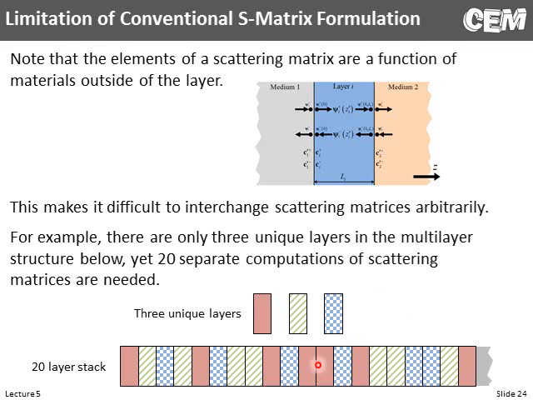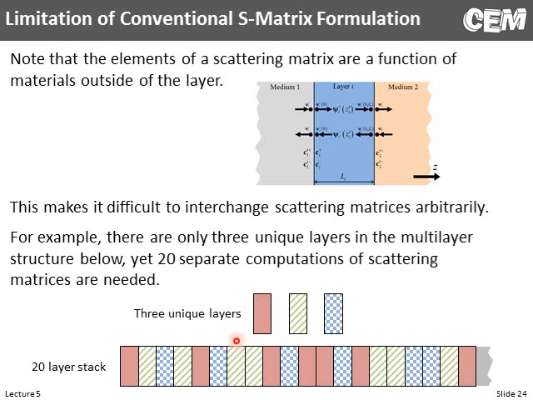Let's say we have a device, a whole bunch of slabs, but there's only 3 unique layers, a red, a green, and a blue layer. Let's look at this green layer. We have a green layer with red on the left and blue on the right, so we can calculate a scattering matrix for it. I would like to reuse that for the next time we come across a green layer. Here's the next green layer, but now there's a blue on the left and a red on the right. We have to calculate a whole new scattering matrix. Here's another green layer. It has blue on the left, but now green on the right. And we have to calculate it all over again.